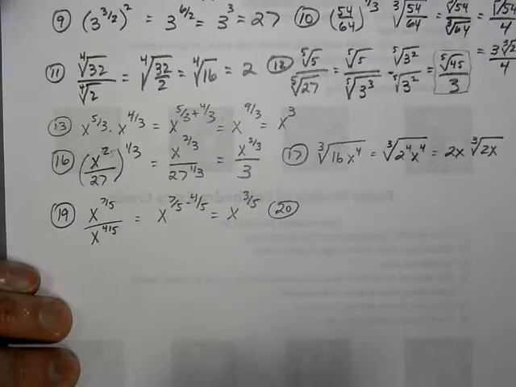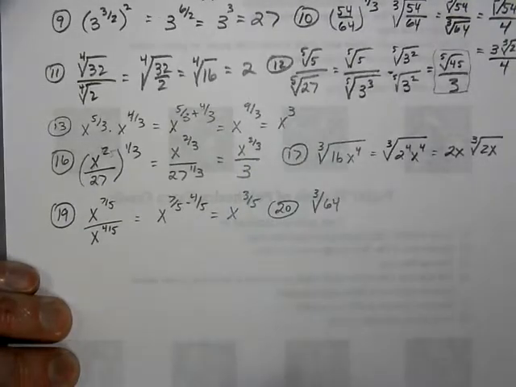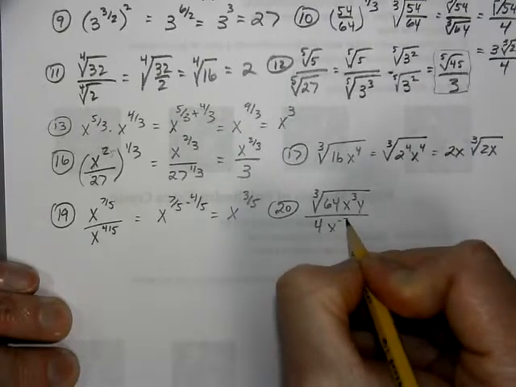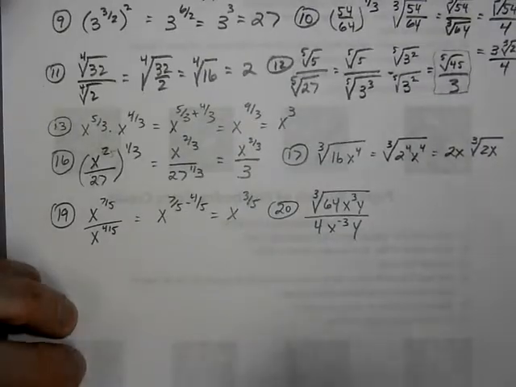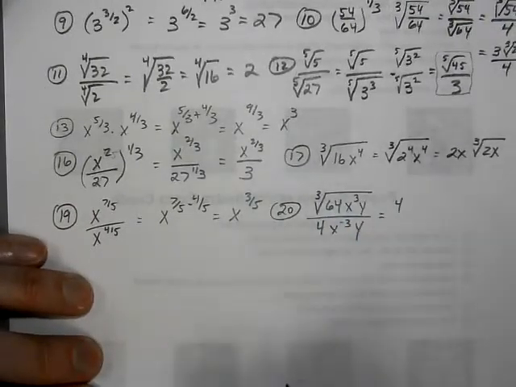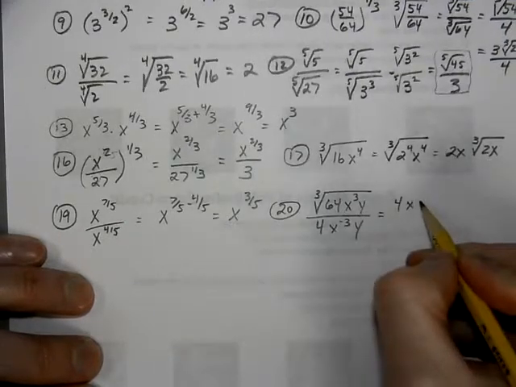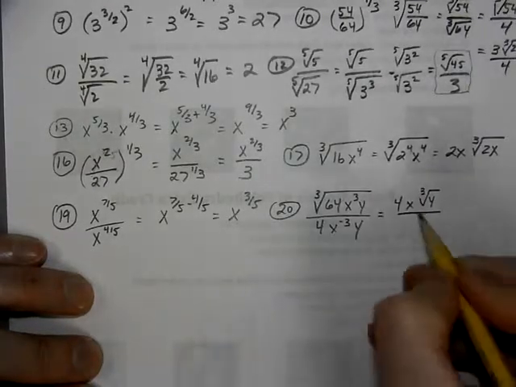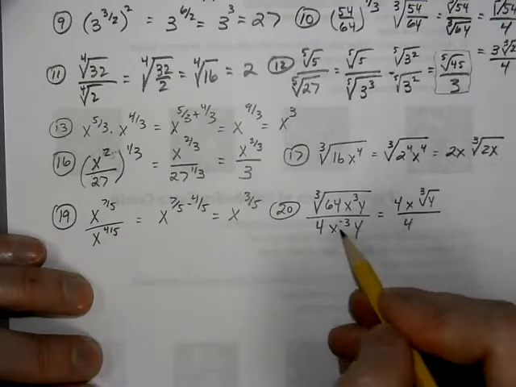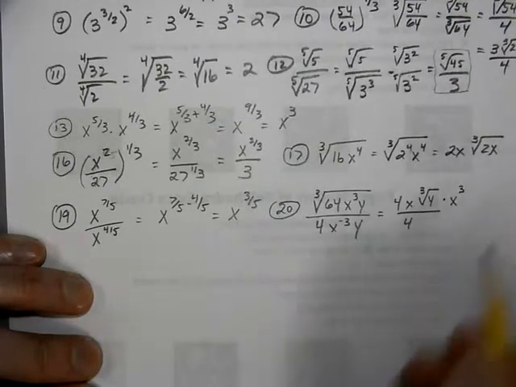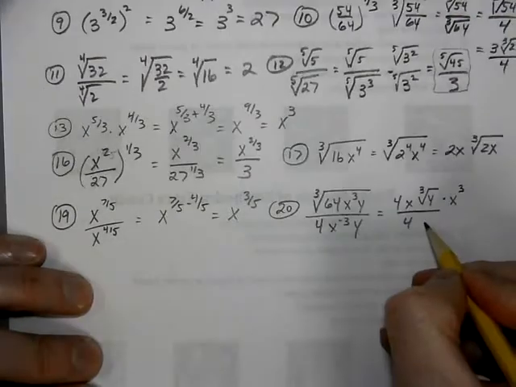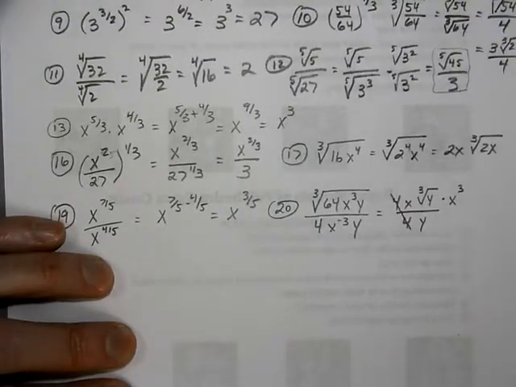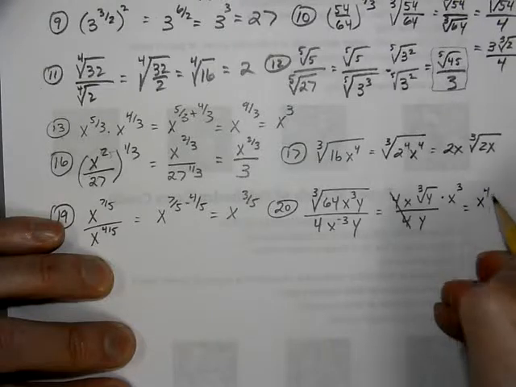Number 20. Cube root of 64x cubed y, over 4x to the -3 y. Well, the cube root of 64 is 4. The cube root of x cubed is x. And I'm left with the cube root of y. And then I have a 4 down here. I'm going to bring my other x up to the top to make it a positive exponent, and I have a y in the bottom. Okay, so my 4's are going to cross out. I'm going to get x to the 4th.